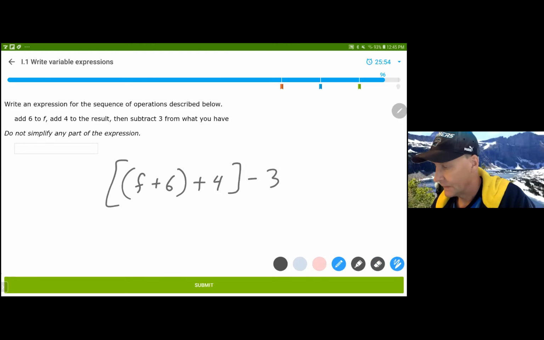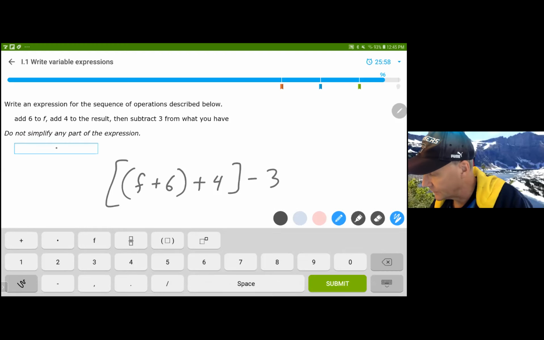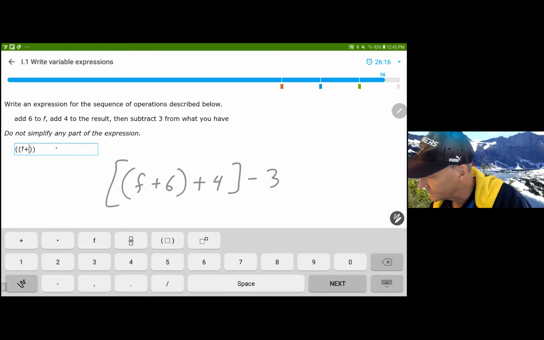Just like that. That's really what this says. So let's see if it allows me to put in the brackets and write it correctly. Let me get rid of my dots here. Okay, so parentheses, parentheses, F plus 6. Inside these other parentheses, I have a plus 4. And then I'm going to subtract 3 from the entire result.